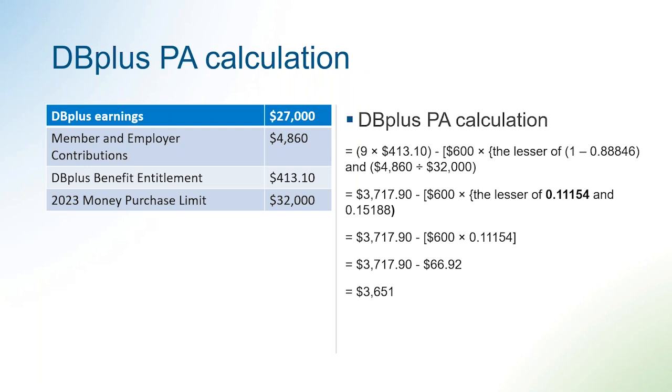The DB plus PA calculation will follow the new formula. The PA offset of $600 will be prorated by multiplying the lesser of 1 less DB prime pensionable service and member and employer DB plus contributions divided by the money purchase limit for that year. 1 less the pensionable service of 0.88846 is 0.11154. The contributions of $860 divided by $32,000 is 0.15188. In this case, 0.11154 is lower and will be used to prorate the PA offset. The DB plus PA will be $3,651.